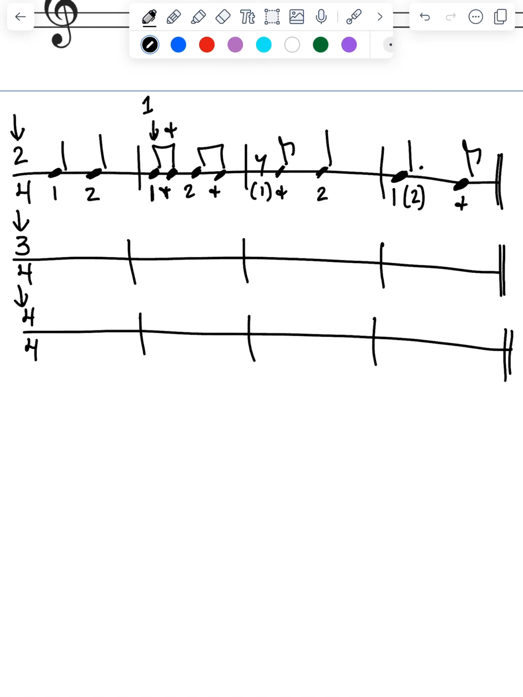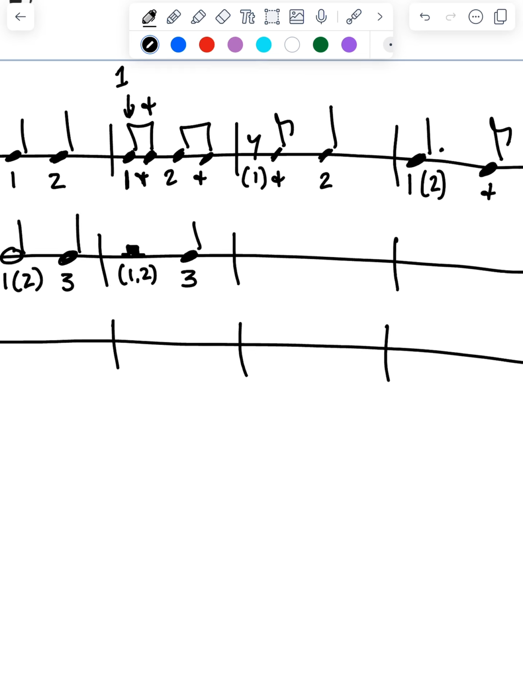Again, same thing goes for even longer durations. If we have something like a half note that's worth 2 beats, we would have 1, all of beat 2 in parentheses, and then speak 3 out loud. Same thing goes for multi-beat rests. If we have a half rest, we would have beats 1 and 2 in this little rest, and then we would have 3 out loud.